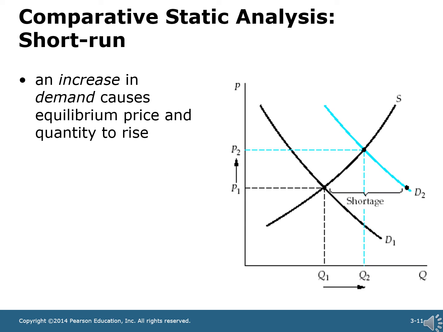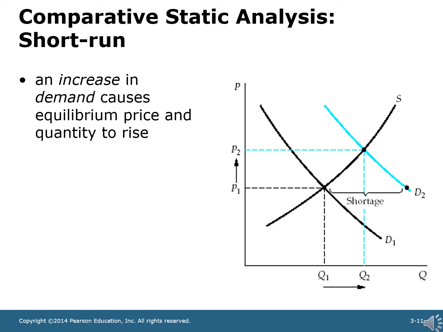So what happens when there's an increase in demand? Like in the example that we just walked through, an increase in demand causes the equilibrium price and the equilibrium quantity to rise. That can be represented by the figure here on the right, where the demand curve shifts to the right. If we stayed at the original price, there'd be a shortage. So price is going to increase from P1 to P2, and the quantity being bought and sold on the market is going to increase from Q1 to Q2.